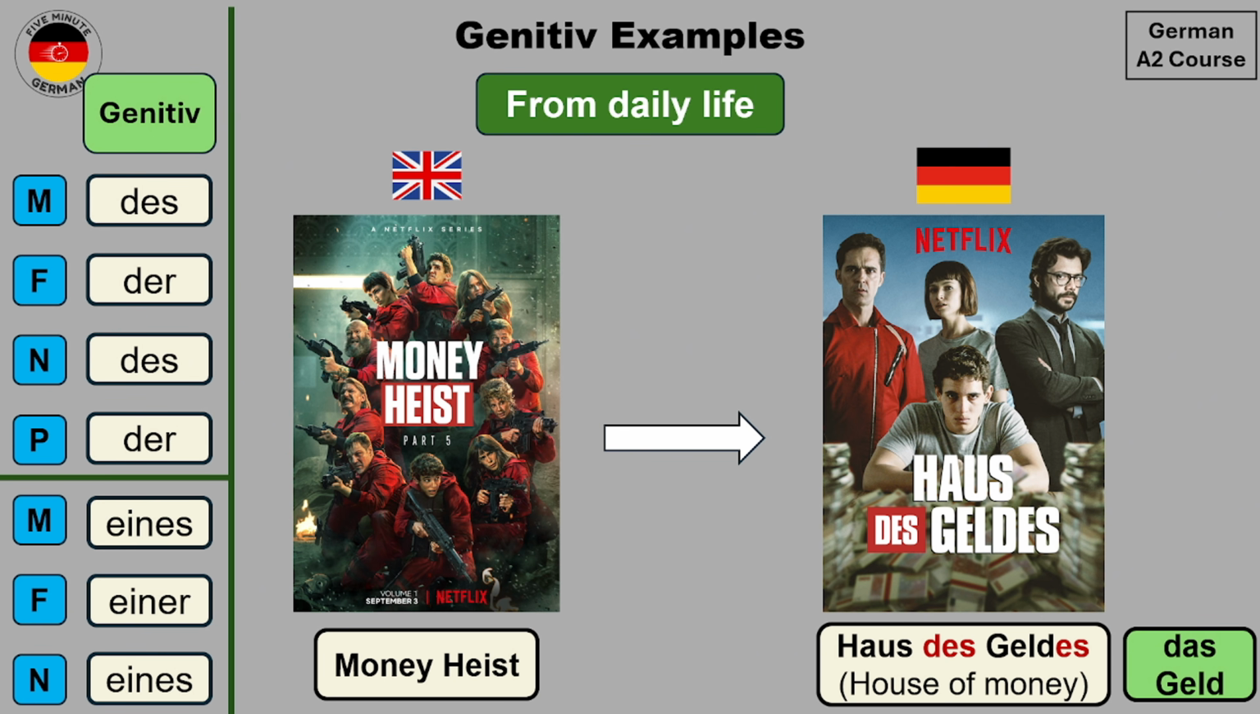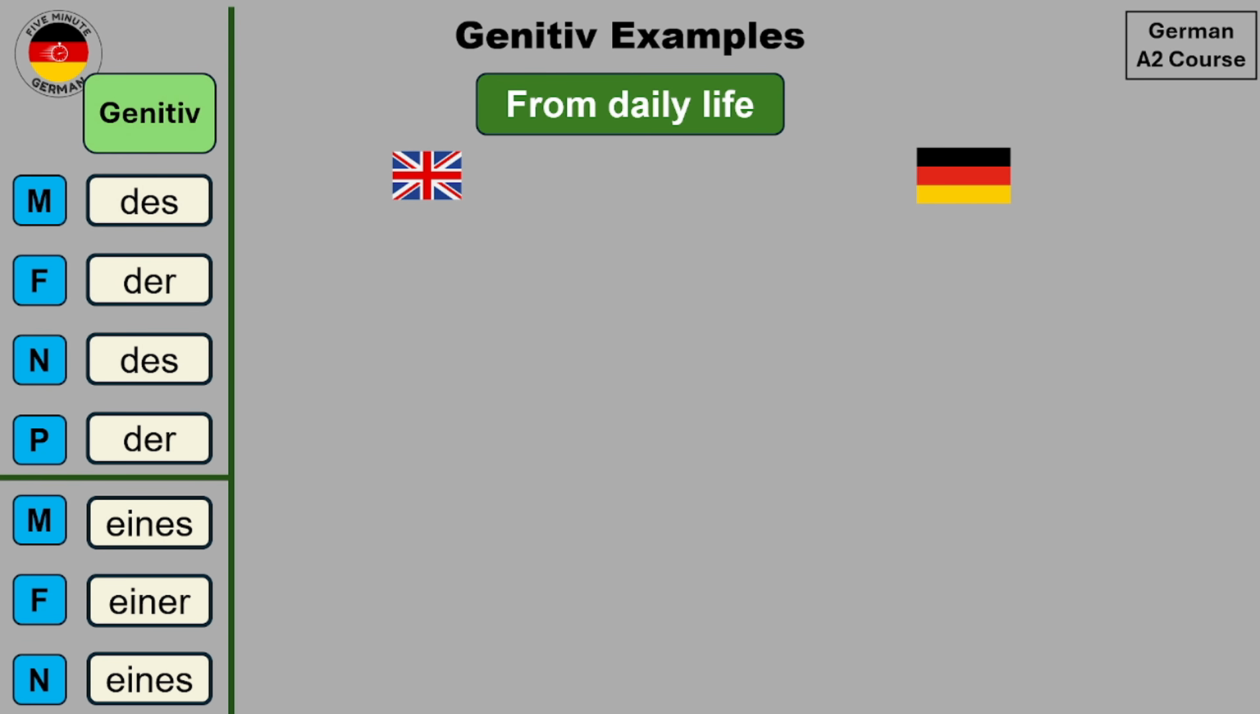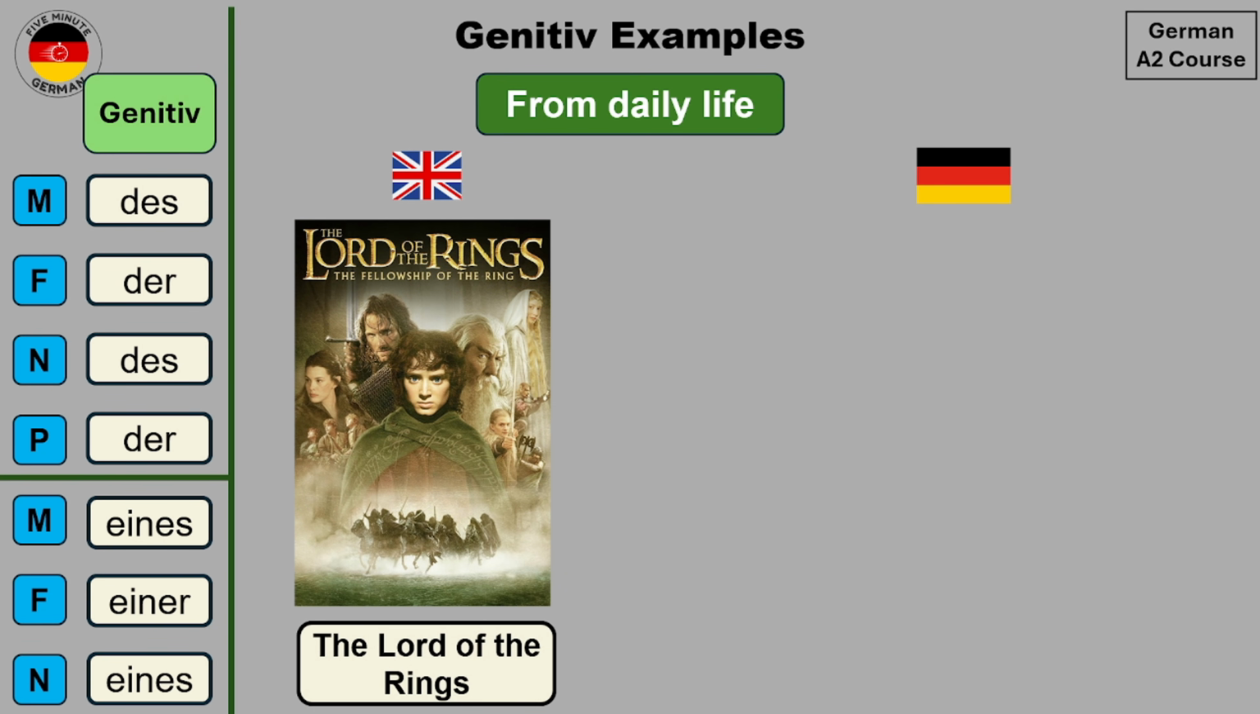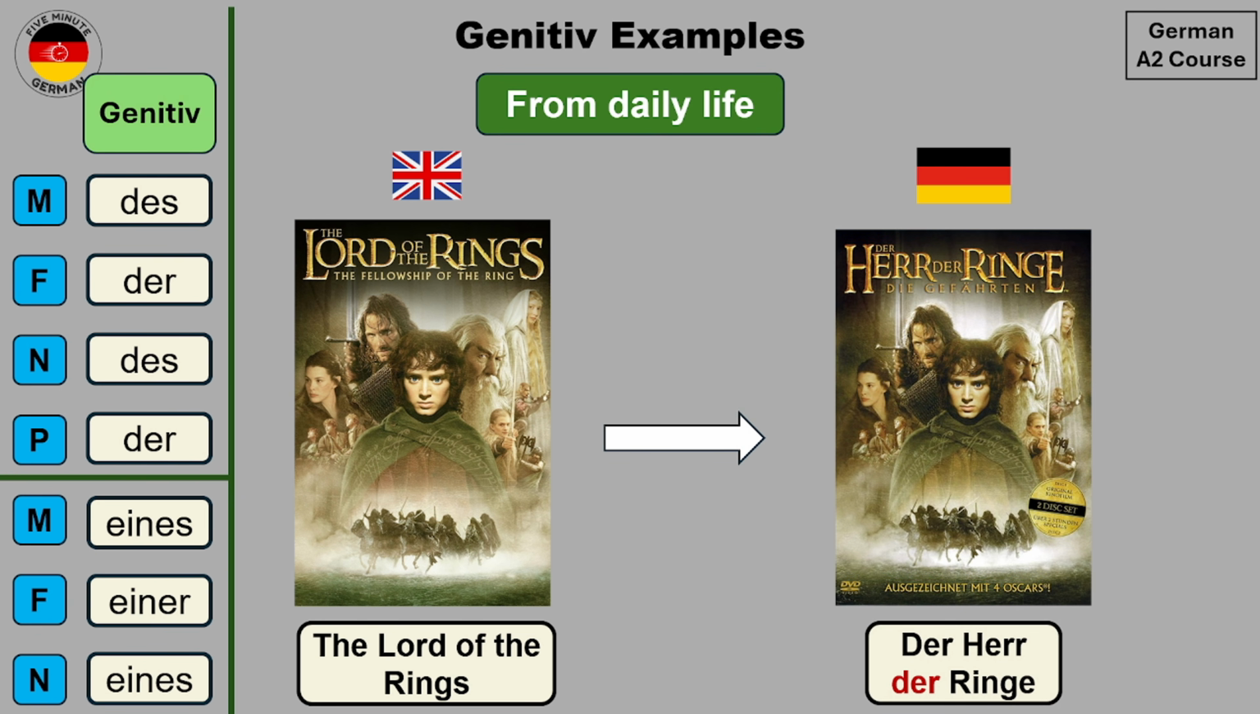Another very famous film that you might know is The Lord of the Rings. So this is the title in English, and the title for The Lord of the Rings in German is Der Herr der Ringe. So you see that they have again used the genitive over here, which is der. And this is because Ringe is die Ringe. So it is a plural.